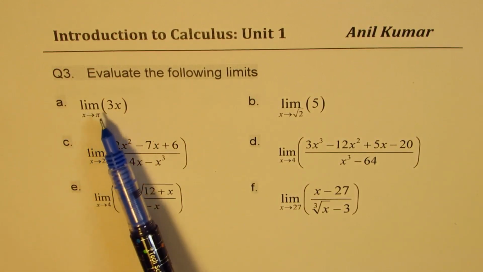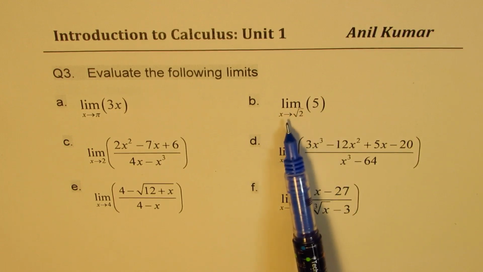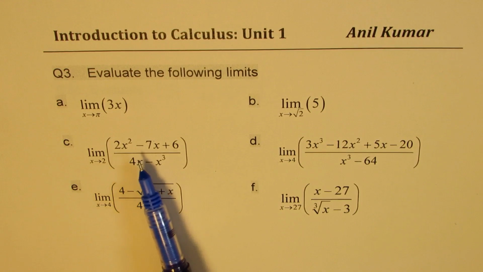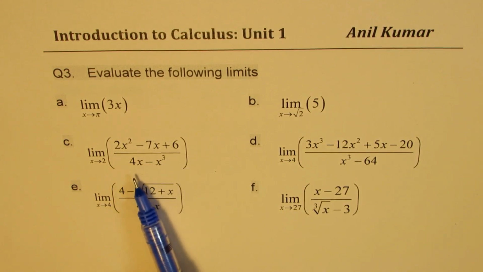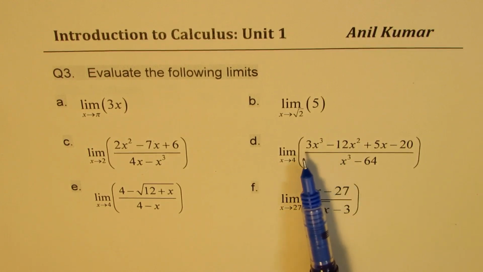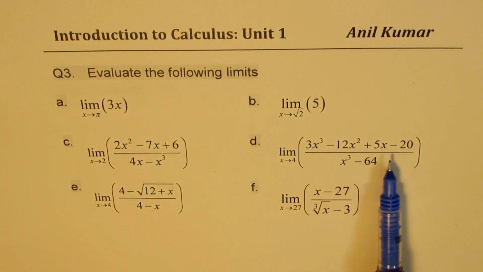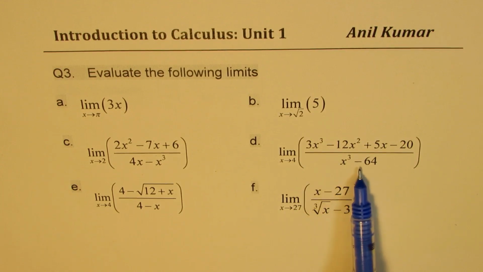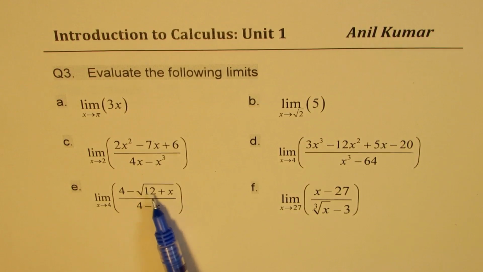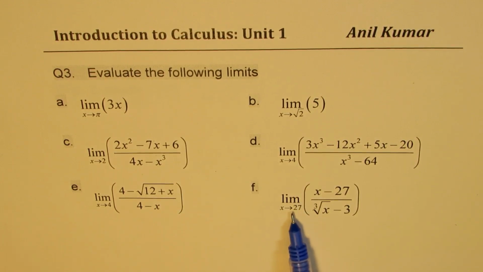Limit when x approaches pi for 3x. Limit when x approaches square root of 2 for 5. Limit when x approaches 2 for 2x squared minus 7x plus 6 over 4x minus x cubed. Limit when x approaches 4 for 3x cubed minus 12x squared plus 5x minus 20 divided by x cubed minus 64. Limit when x approaches 4 for 4 minus square root of 12 plus x divided by 4 minus x, and limit when x approaches 27 for x minus 27 over cube root of x minus 3.